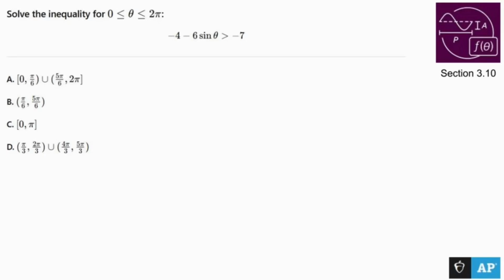Solve the inequality for all thetas in between 0 and 2 pi. It's an inequality. Fun. Some trickery is going to happen.